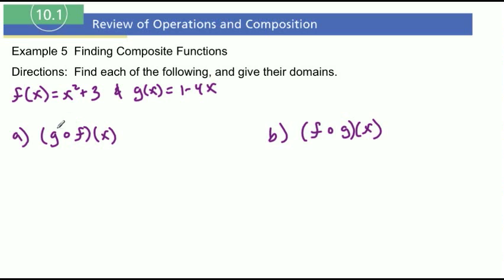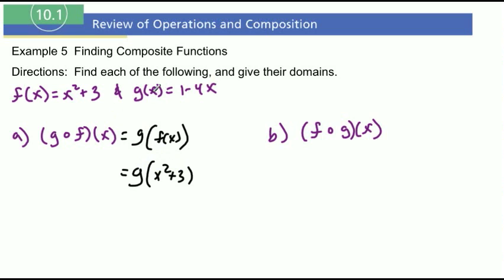We're trying to find g of f of x. So can't we replace f of x? Well, we know what f of x is. f of x is x squared plus 3, and we know that because it's given to us. So now we need to find g of x squared plus 3.